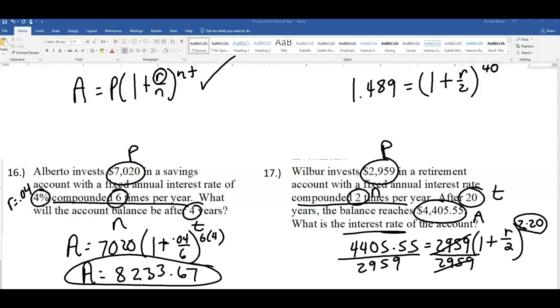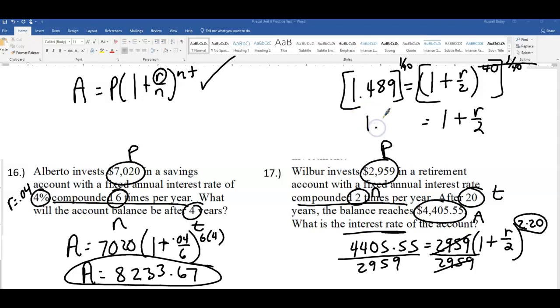Okay. Now the next thing I want to do is I want to get rid of that 40. So the way that we do that is we raise both sides to the 1/40th power, the reciprocal of 40. So these cancel out, and I'm left with just this now. So I've got 1.489 raised to the power of 1 over 40. And I end up with 1.01 as a result there.